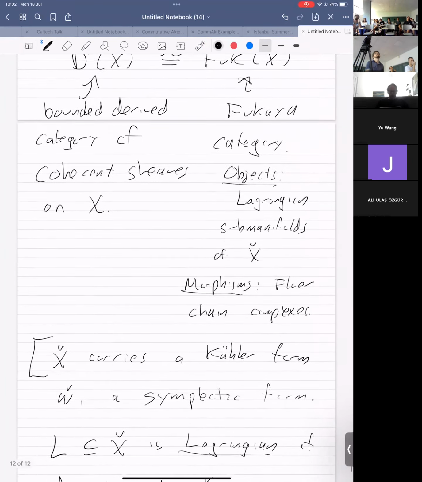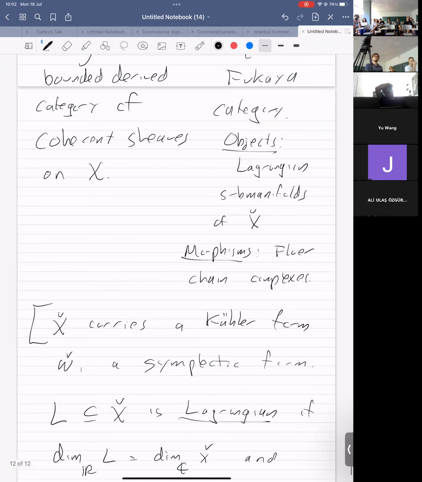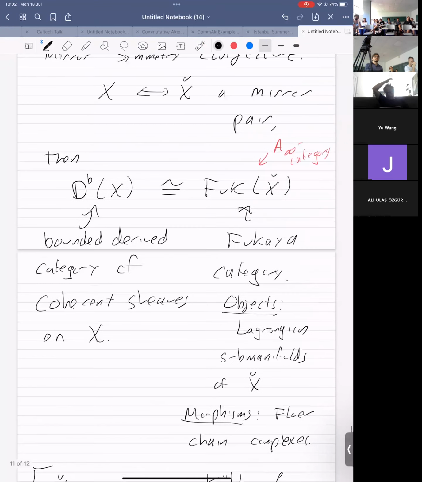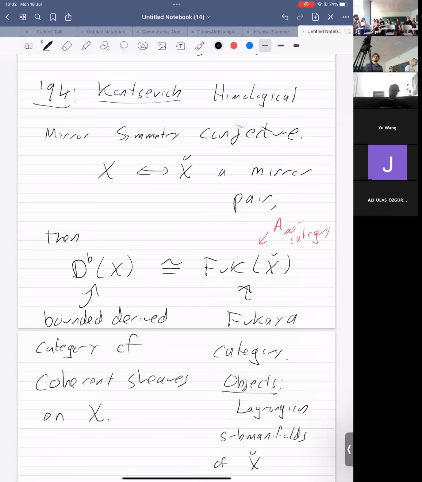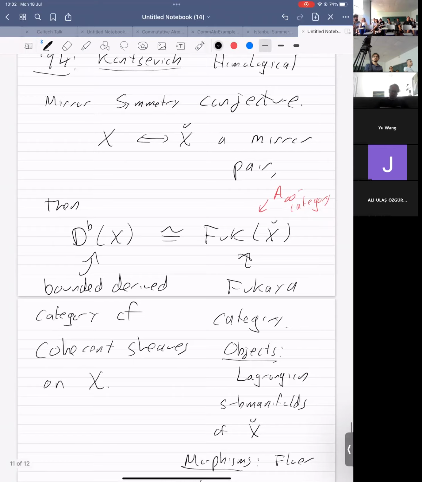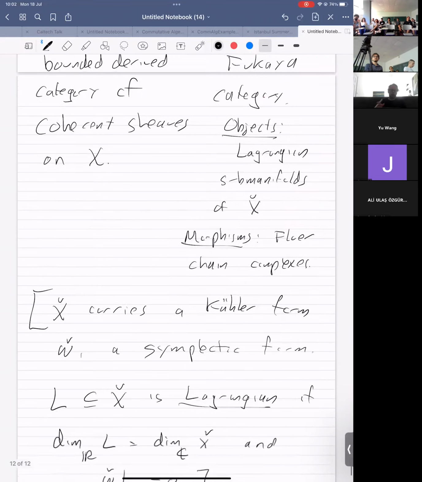Okay, so that was the first attempt to understand the geometry underlying mirror symmetry. The second attempt. So there's a question, I think.